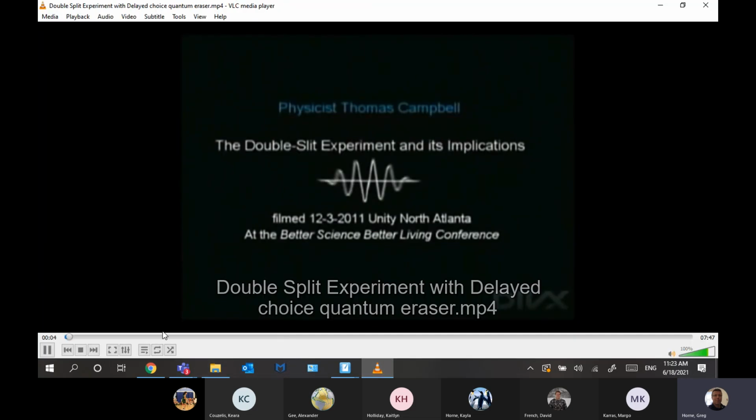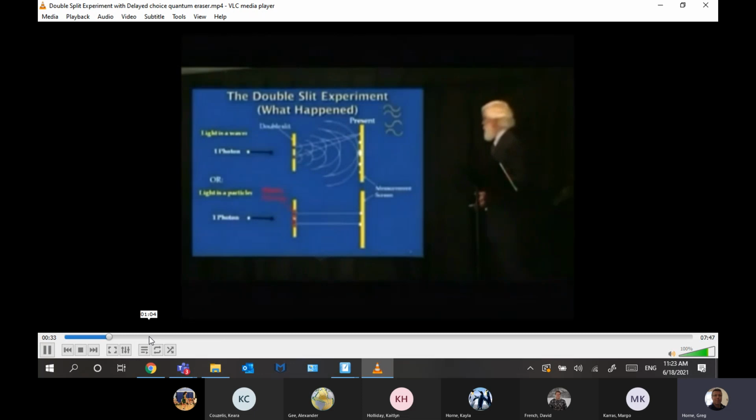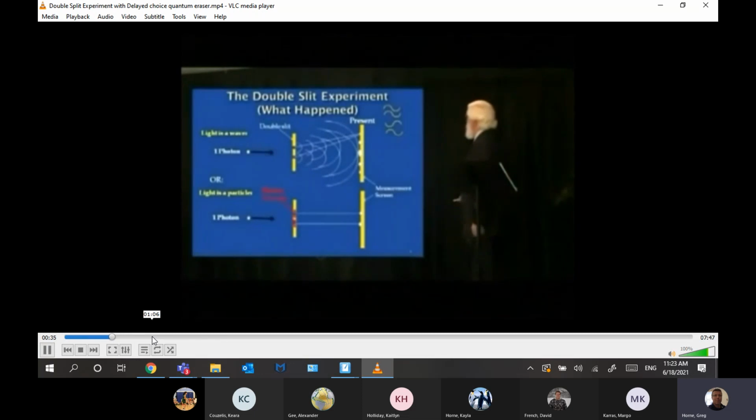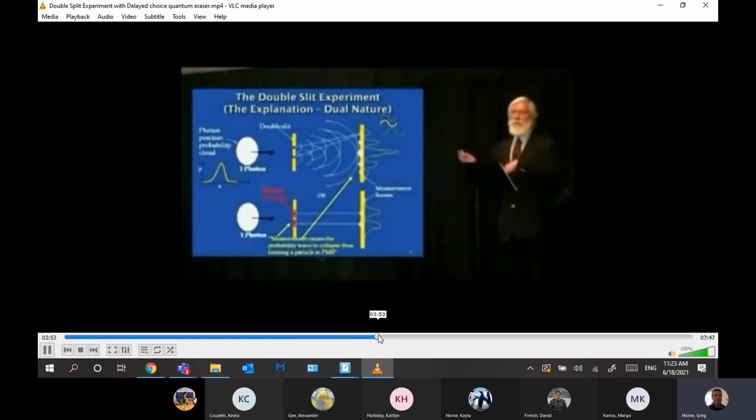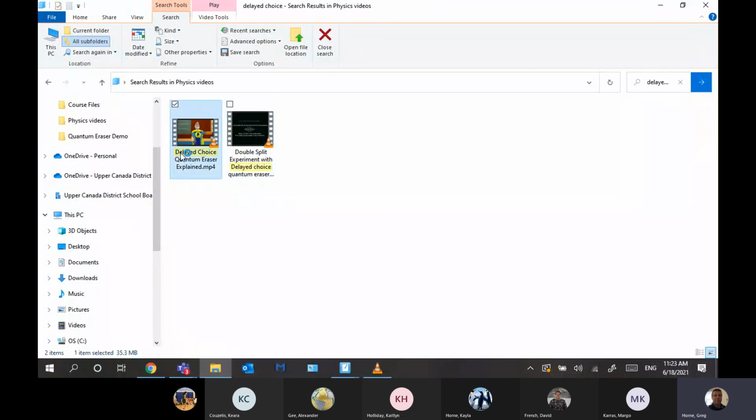This is a double slit experiment. This one's a little dry. Eventually he does show exactly which slit it went through, so it's easy for you to follow. I don't think we want to follow that one for now. I think this one might be a little more last day of school speed.